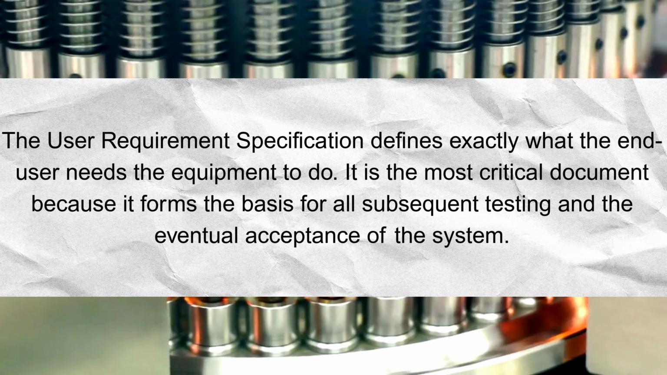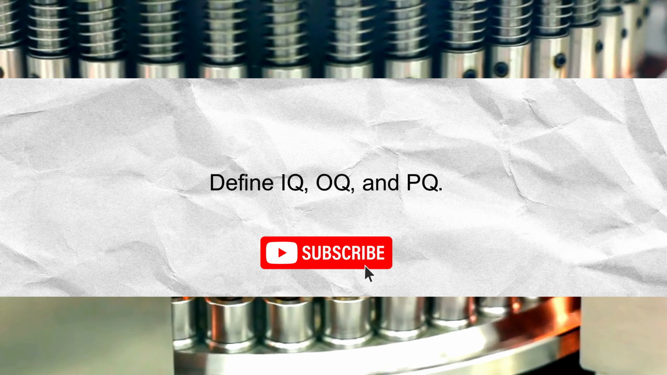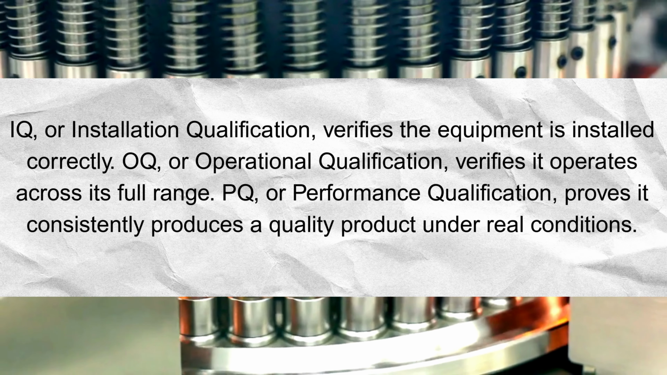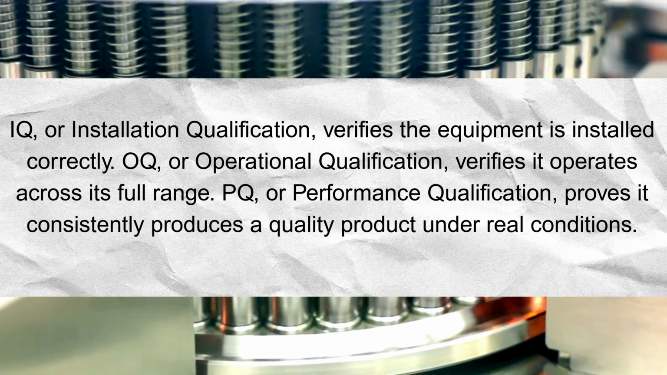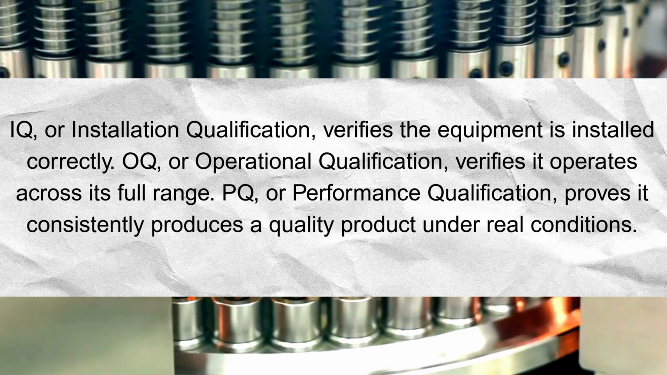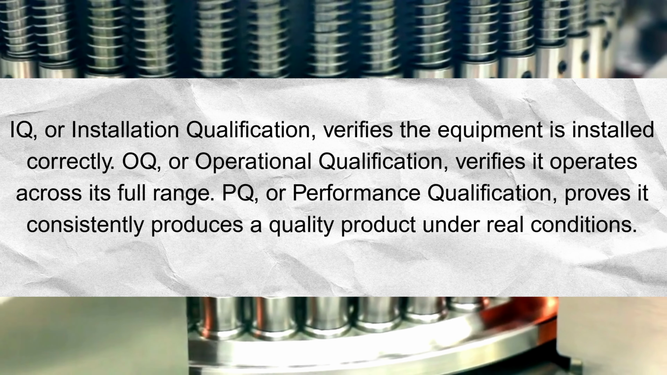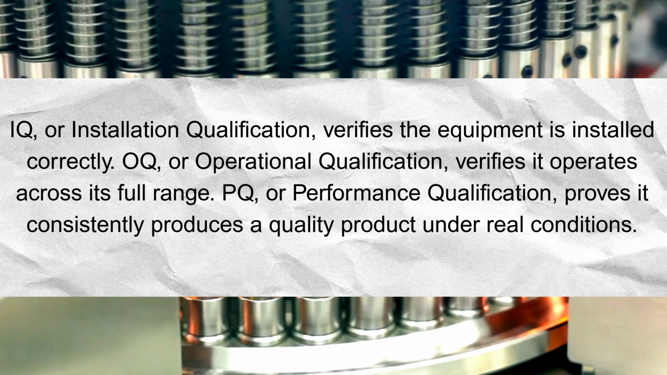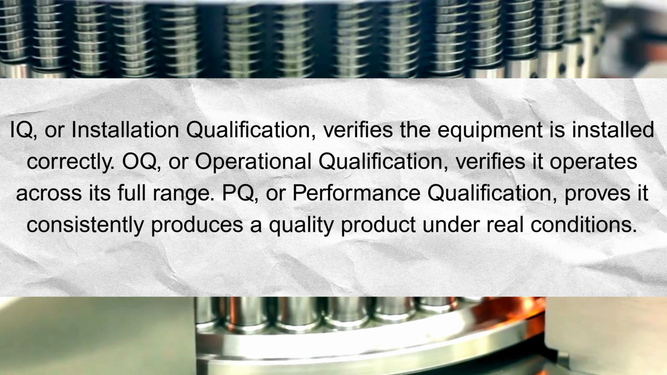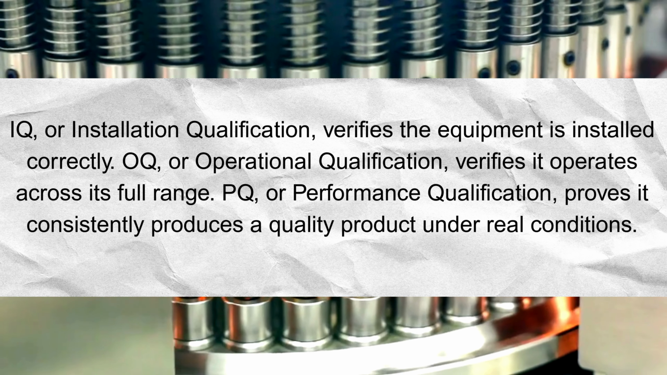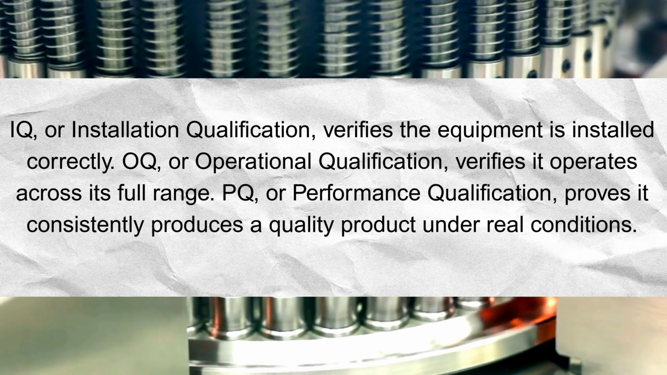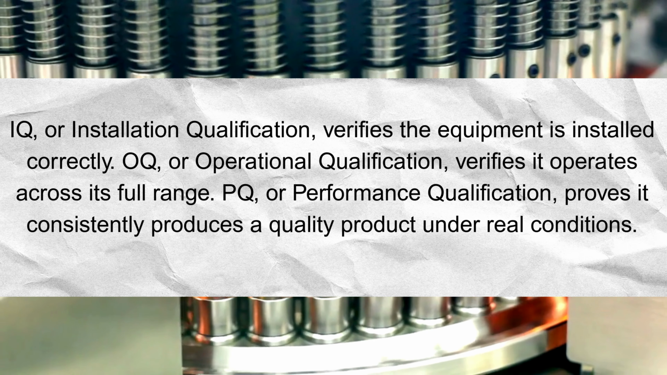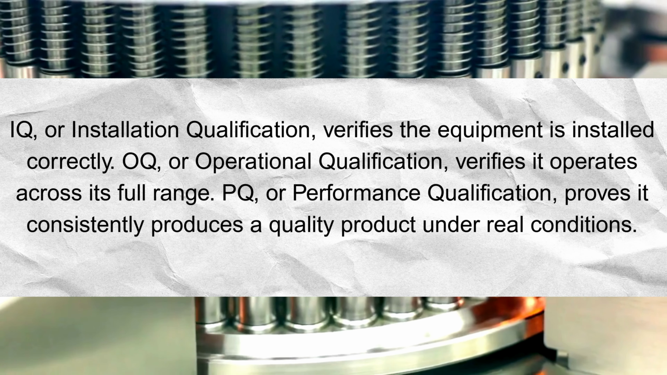Number 4. Define IQ, OQ, and PQ. These are the three main pillars of qualification. IQ, or installation qualification, verifies that the equipment is delivered and installed exactly as specified, checking things like part numbers, utility connections, and calibration. OQ, or operational qualification, tests the system's functionality across its entire operating range, including worst-case scenarios and alarm limits. PQ, or performance qualification, is the final step where we prove the system works consistently over time under actual production loads to produce a compliant product.